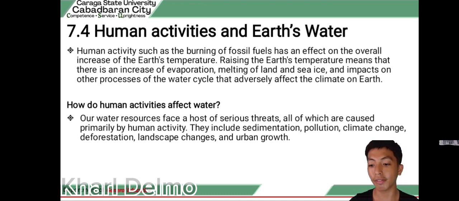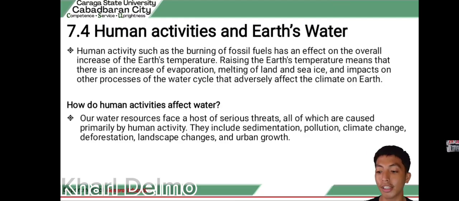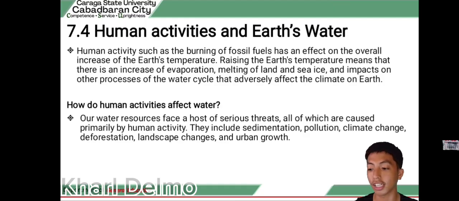How do human activities affect water? Our water resources face a host of serious threats, all of which are caused primarily by human activity. They include sedimentation, pollution, climate change, deforestation, landscape changes, and urban growth.